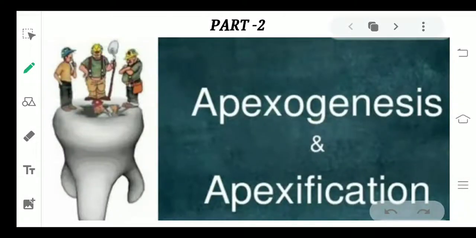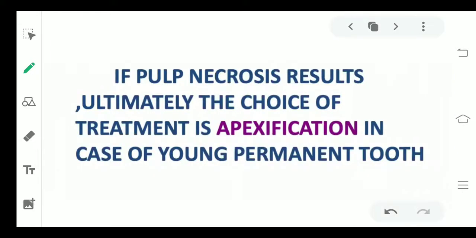Today we are going to study the part 2 of the video, that is apexification. So in part 1 we discussed everything about apexogenesis, like what are the procedures we do under this and everything about it. Now here we are going to talk about apexification. Moving ahead, so why do we do apexification?